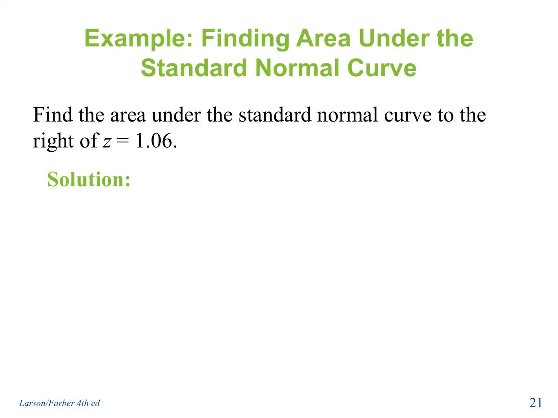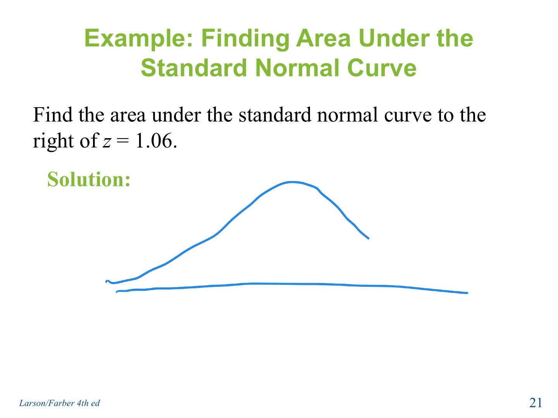All right, in the next example, we're going to find the area under the standard normal curve to the right of a z-score of 1.06. So I'll draw my normal curve, my bell-shaped curve. Here's our z-score of 0, our z-score of 1, a z-score of 2, and a z-score of 3. We want to know the area to the right of 1.06.